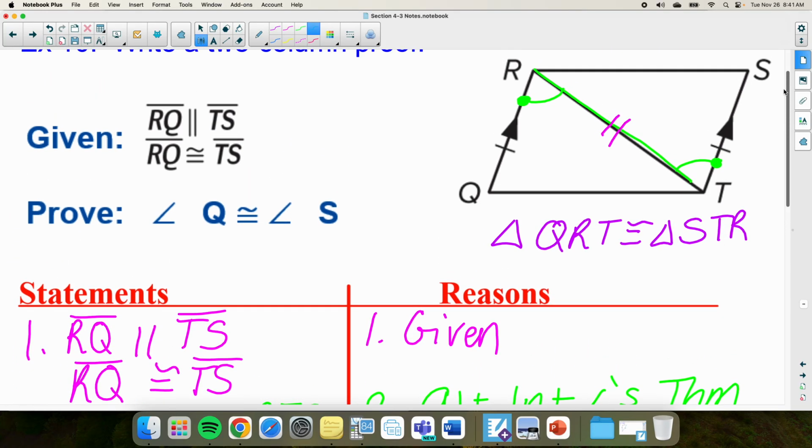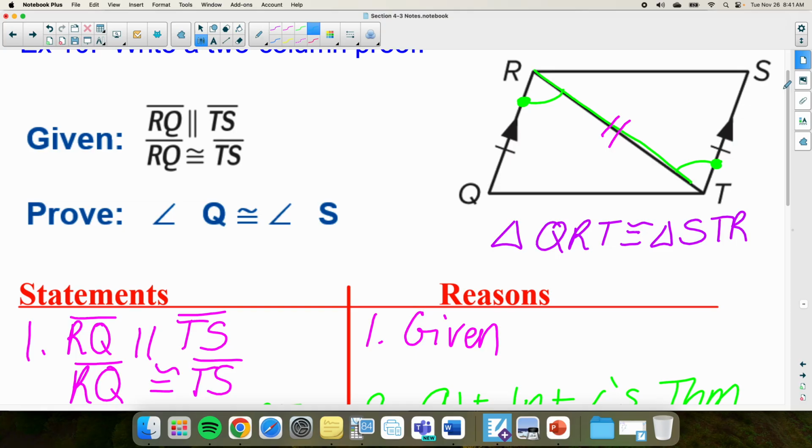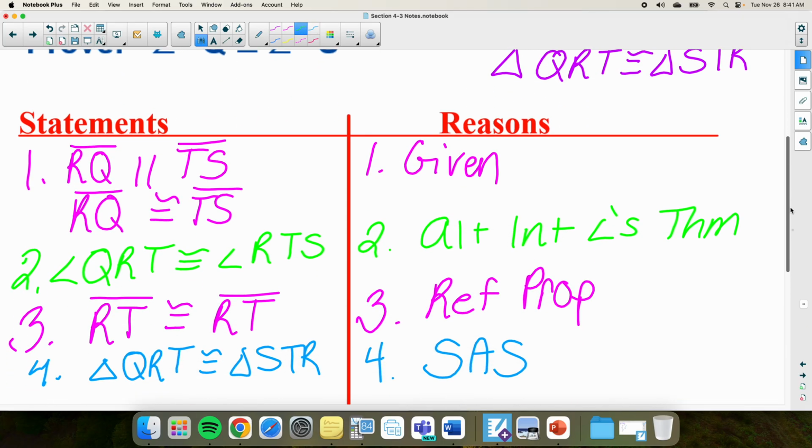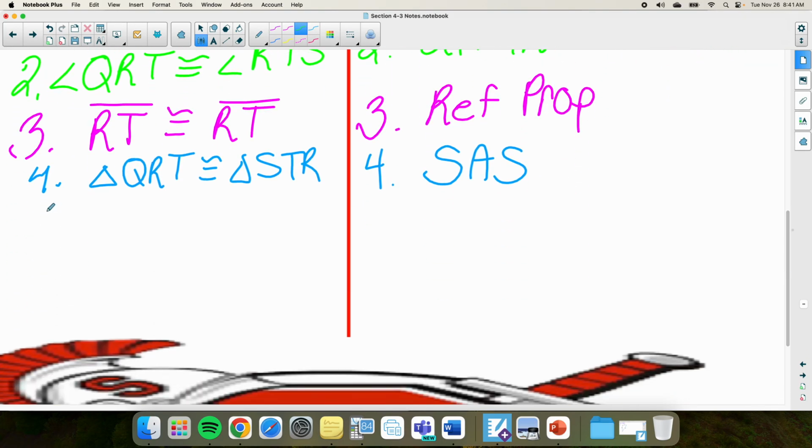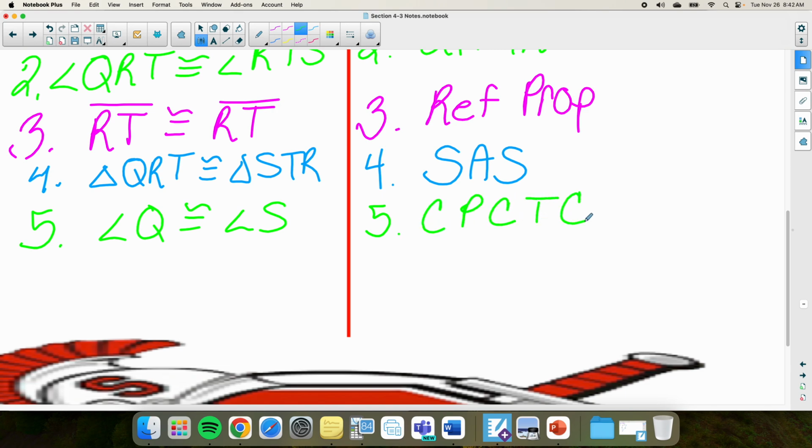Okay? All right, are we done? Don't we still have to write this down? So I can say angle Q is congruent to angle S. And that is by the chubby pigs can't talk Chinese, okay?